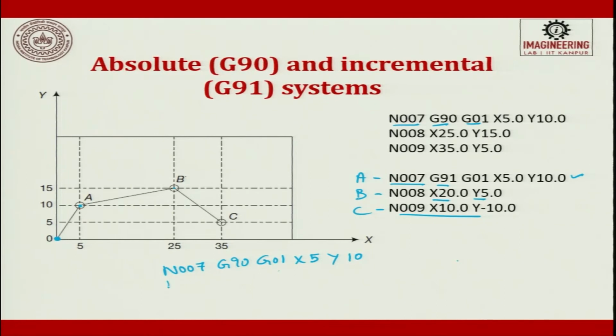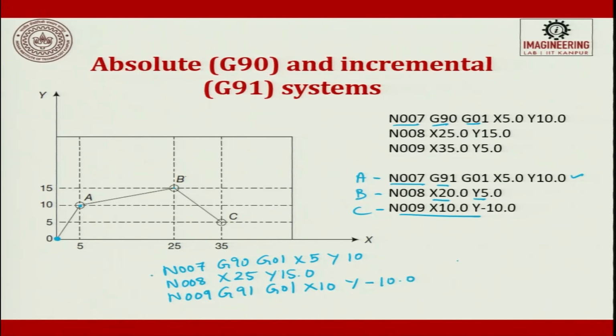The next line I am writing as N008, X25 and Y15. The third line I can write like this, G91, G01. Okay, so now X and Y. It has come up to 25. Now from 25 I am going to go to 35, so I will say X10 and Y minus 10.